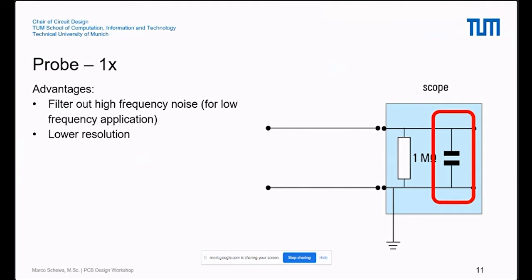And the advantage of the one-time probe is, you can see, one time is only resistance and the capacitance, that you filter out also one signal, you don't see the high frequency noise. And you have a lower resolution, which is very nice to see some changes. For example, temperature change and so on.